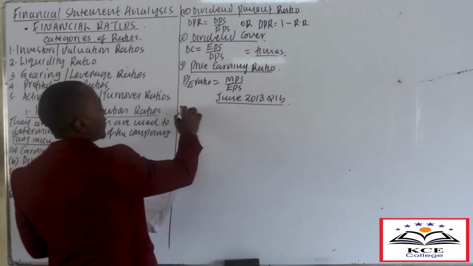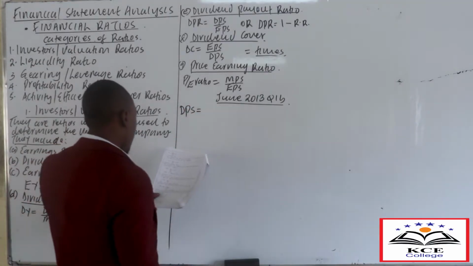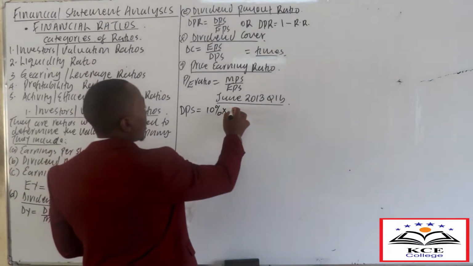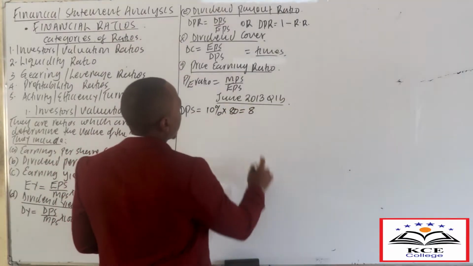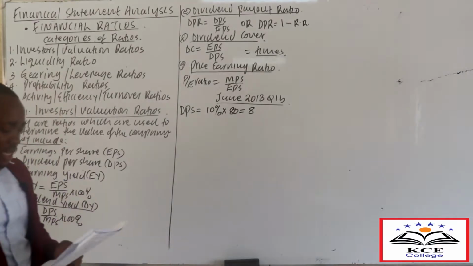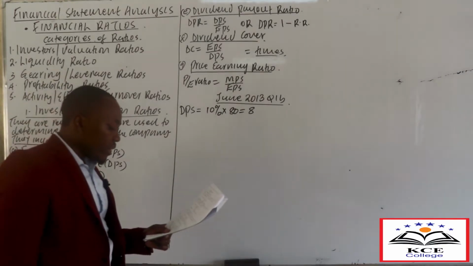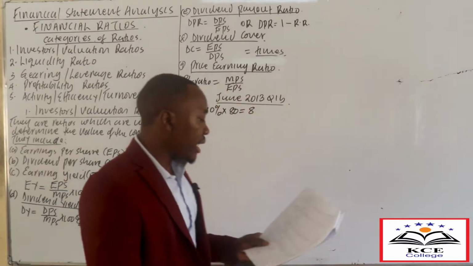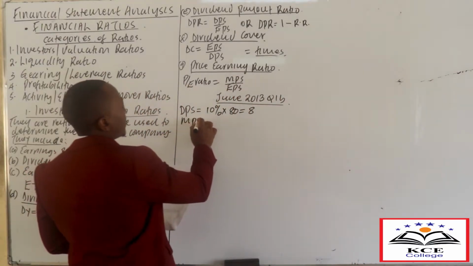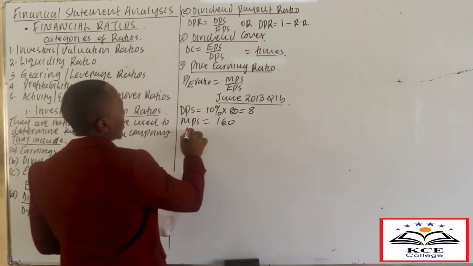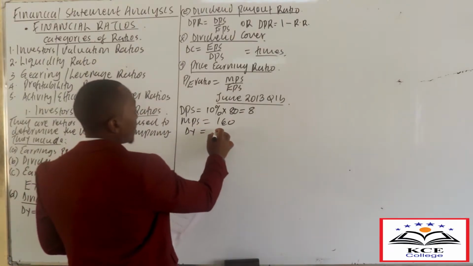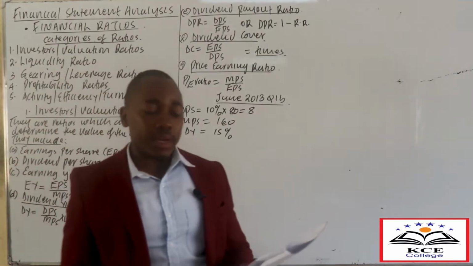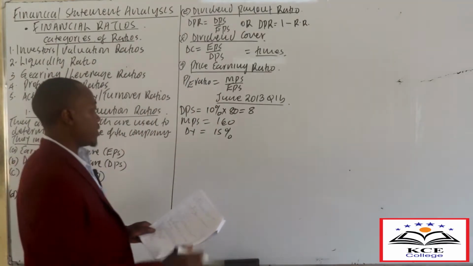So therefore, the dividend per share, we are told they pay 10% of the nominal value, and the nominal value we are given is 80 shillings. So the dividend per share is 8 shillings. The current market price is 160 with 15% earning yield. Market price per share is 160. Dividend yield you are given is 15%. Required, number 1, earnings per share.